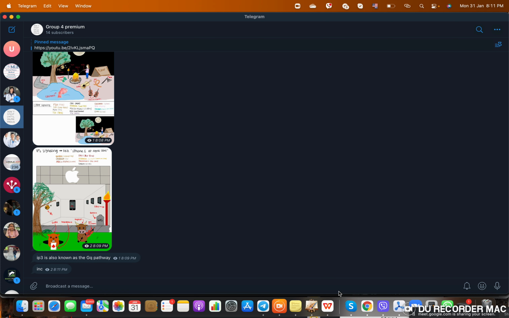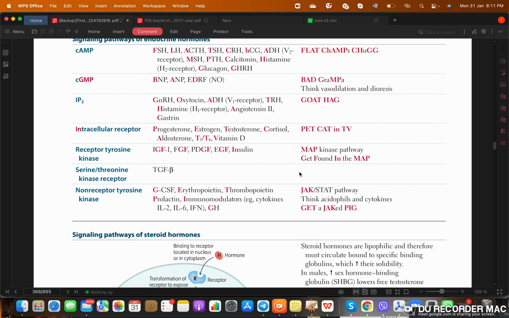It increases the protein synthesis. Okay, so the MAP kinase pathway is the pathway for the secondary messenger in this one. Also we have the serine threonine kinase receptor. This is new. It was not in the book before, but it mediates the TGF beta. Anybody remember what is the function of TGF beta?